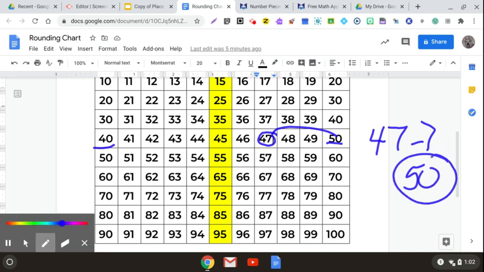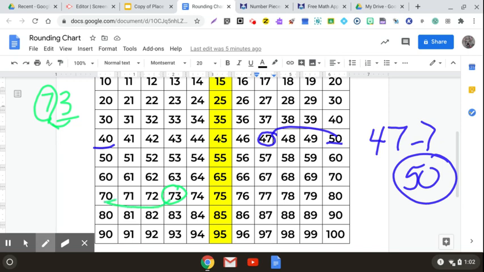Let's look at another problem. What if I were rounding 73? Well, 73, this is my number I'm rounding. Here's my backseat driver. He's not too bossy, so this guy is going to go back and become 70. So he rounds to 70. Okay?